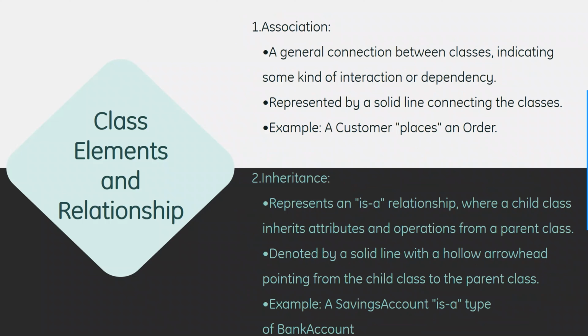Next, we have firstly association, a general connection between the classes indicating some kind of interaction or dependency. It is represented by a solid line connecting the classes, and we have example a customer places an order. Secondly, we have inheritance, represented as an is-a relationship where the child class inherits the attributes and operations from a parent class, denoted by a solid line with a hollow arrowhead pointing from the child class to the parent class. Example is a savings account is a type of bank account.